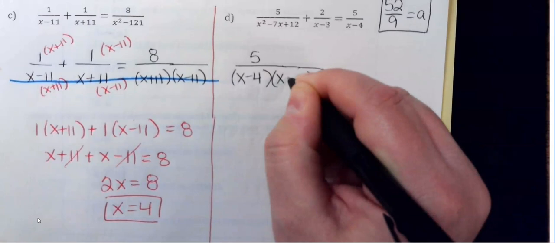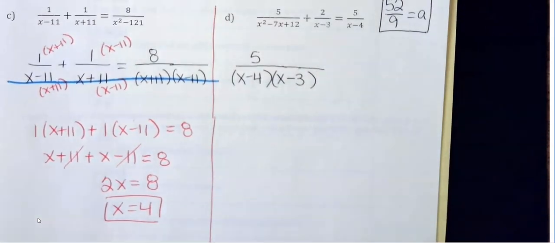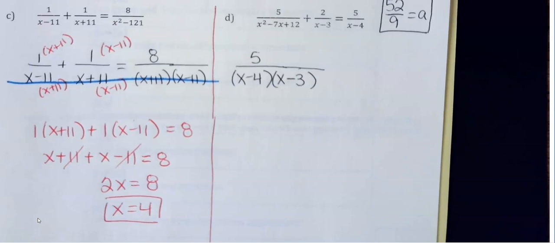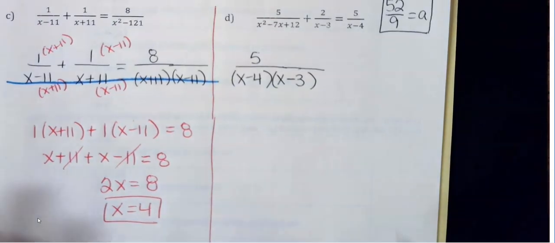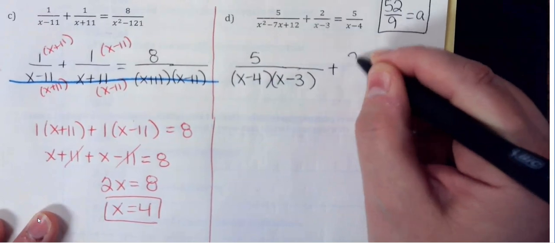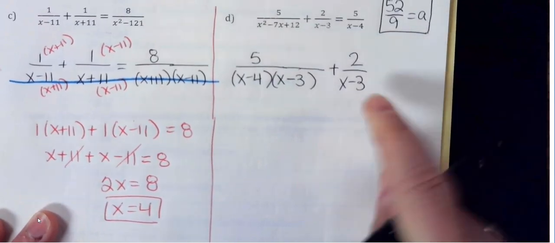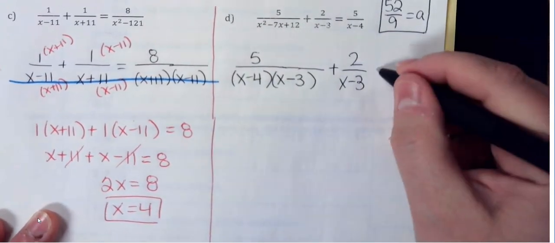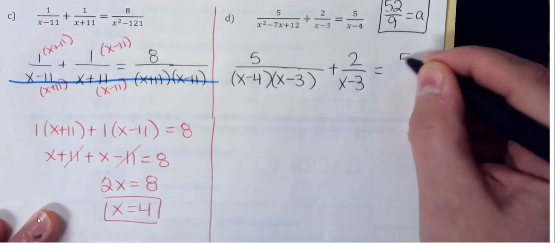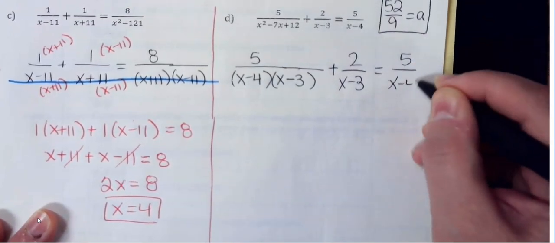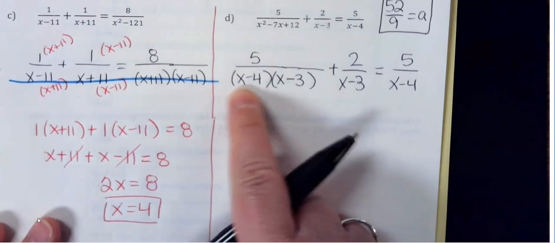And you can write them in any order, but one should be an x minus 3, one should be an x minus 4. That's the factored form of that quadratic. Now, if you guys notice, the second fraction I have is 2 over x minus 3, so that already has a matching factor, and that's equal to 5 over x minus 4. That also has a matching factor.